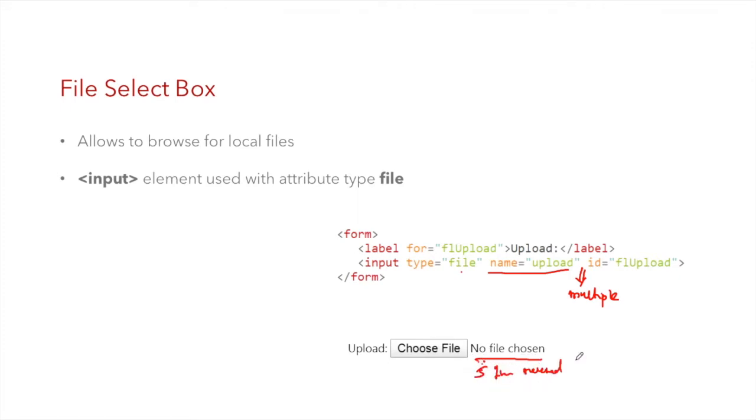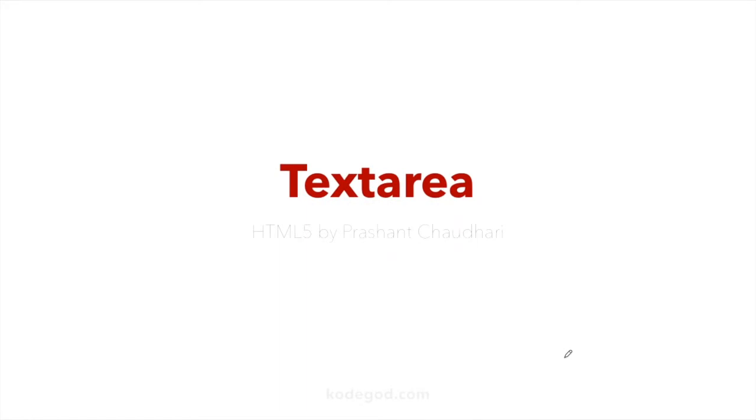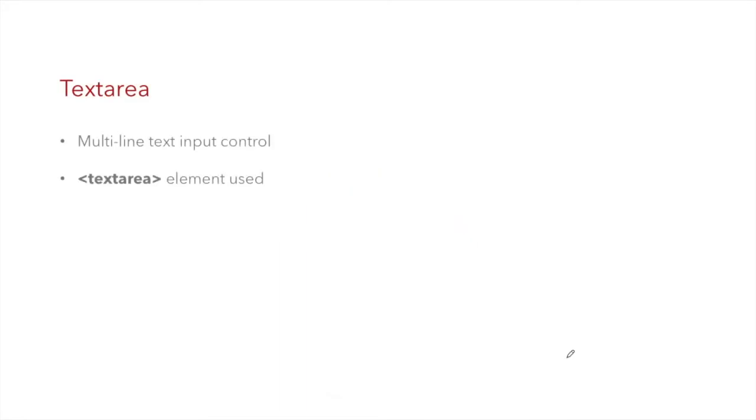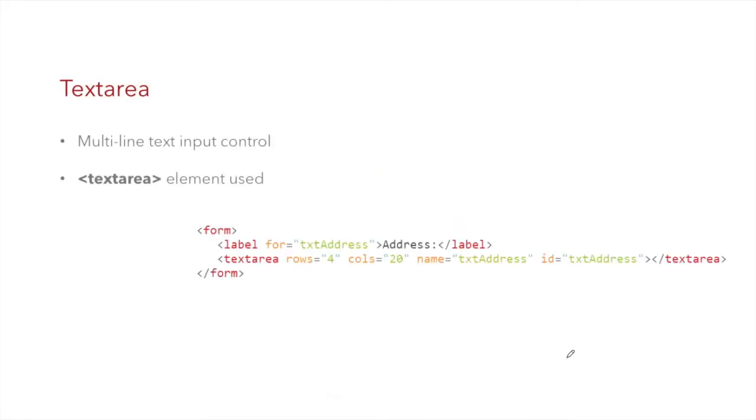Then we have the text area control. It is a multi-line text input control, so it can be used to receive an address from the user. You can specify the number of rows and columns that you want to be displayed once the page loads. This is how it looks, and generally the user can extend this text area by dragging on this corner.